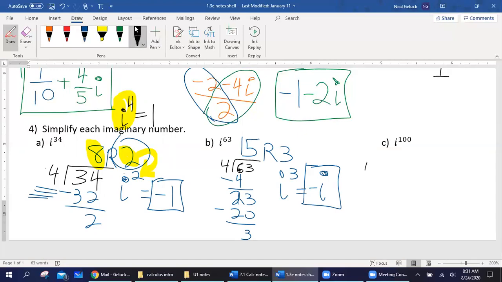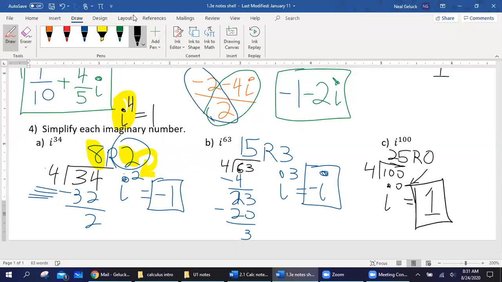For the last one, again, divide by 4. Now you could go through long division, but hopefully you know that 100 divided by 4 is 25. More importantly, it goes in there evenly, so the remainder is 0. Well, how do we deal with that? We do the same thing we did on the other ones. The remainder will become the power. Anything to the 0 power is 1. And we're done.